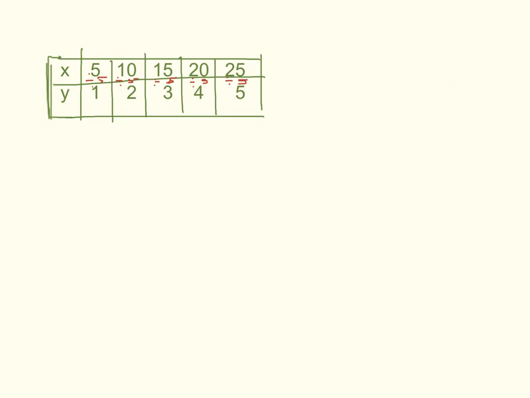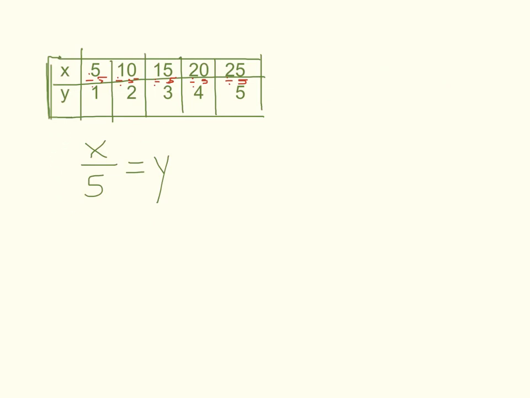Now it should be fairly easy to make my equation. I know that my x value divided by 5 gets me my y value, or my y value is 1/5 of my x value. You could have written this as multiplying by the fraction 1/5, but I find that to be a little bit more confusing. So I'm going to use x divided by 5 equals y.